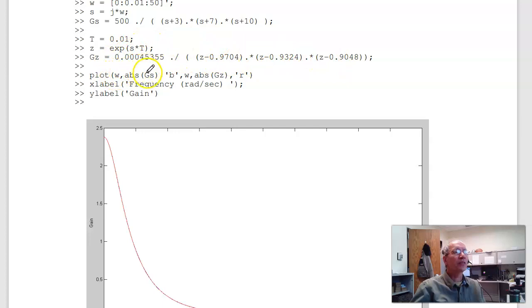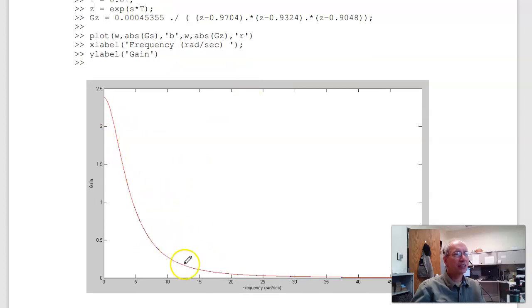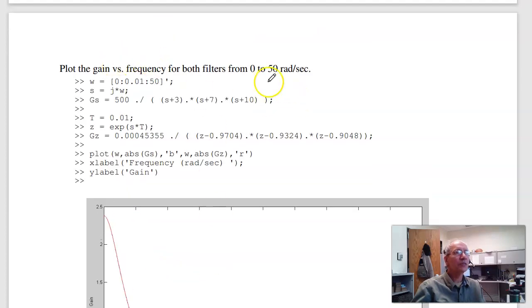Plot the gain versus frequency for G of s in blue, gain versus frequency for G of z in red, and what you get is the same curve. This actually has 2 curves, the red and blue, on top of each other. They're so close you can't tell the difference. Same gain versus frequency means same filter. So this filter is the same as that filter, just different ways of representing it.